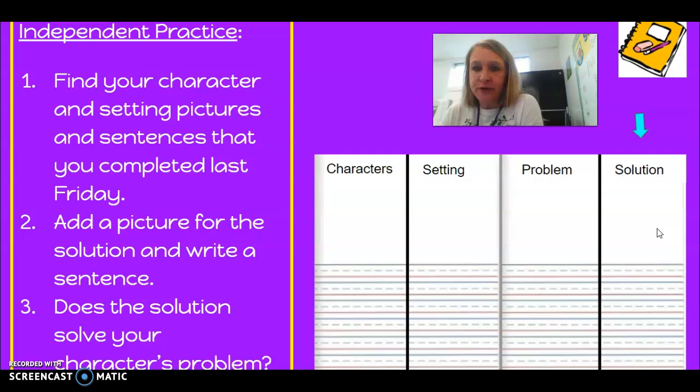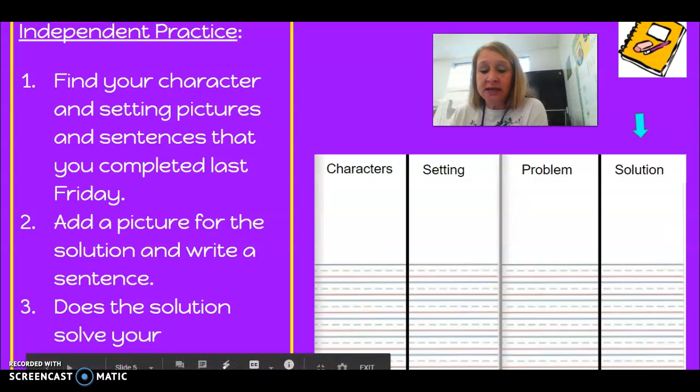Can he order food on Amazon? No. Can he go to Pizza Hut? No. What can a squirrel actually do to solve his problem? That's right. He can collect food for the winter. He can save his food. He can store up enough that he has plenty of food for when it gets really cold outside.